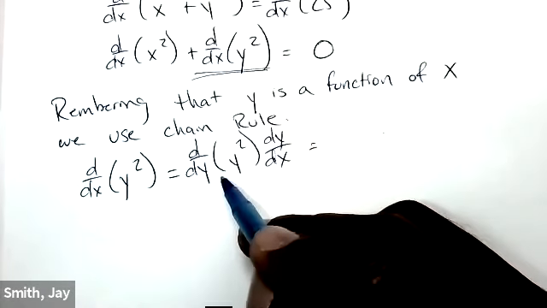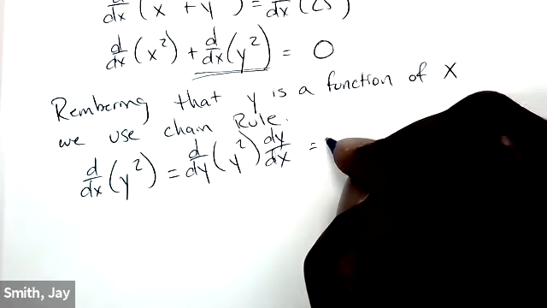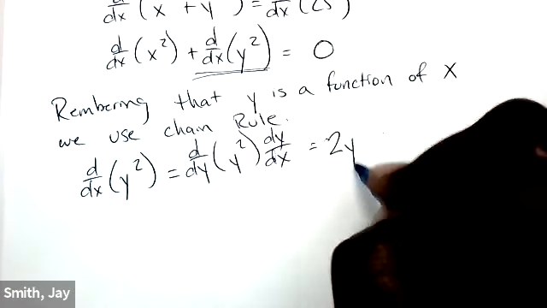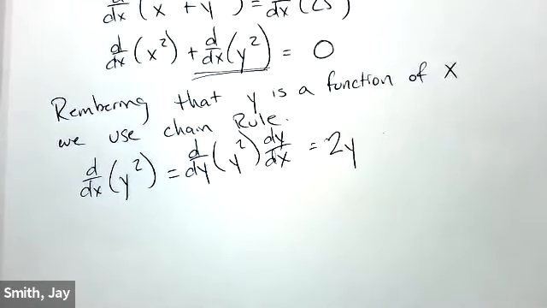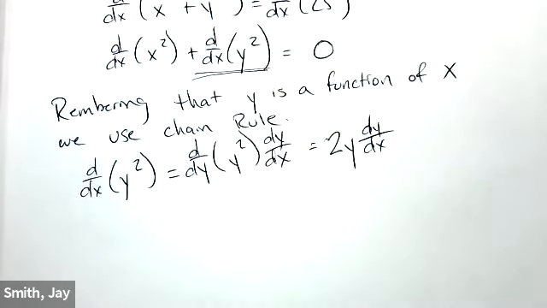So the derivative with respect to y of y squared, we can apply the chain rule, or excuse me, the general power rule. Derivative of y squared: bring the exponent out front, decrease the exponent by 1. So the derivative of y squared would just be 2y, and then we must attach that dy dx because we took the derivative of something defined by y.